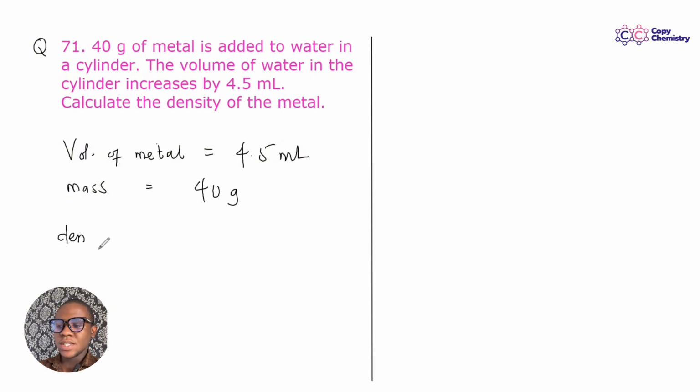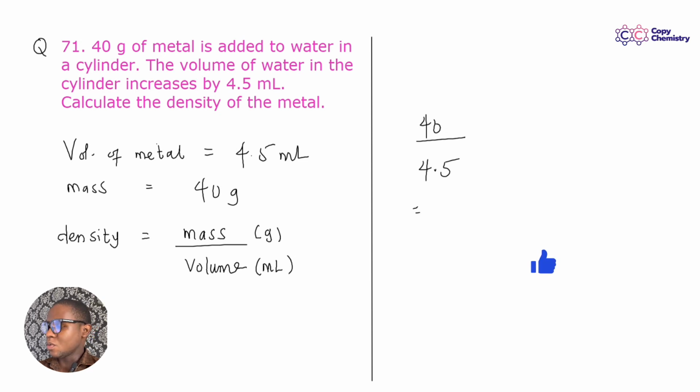Then we know that the density of the metal will be the mass of the metal divided by its volume. The mass can be in grams here and the volume can be in mL. So by the time you put that together, you realize that that will be equal to 40 divided by 4.5. And what would that give us when we calculate? That's about 8.89 grams per mL. And that is the answer to the question.